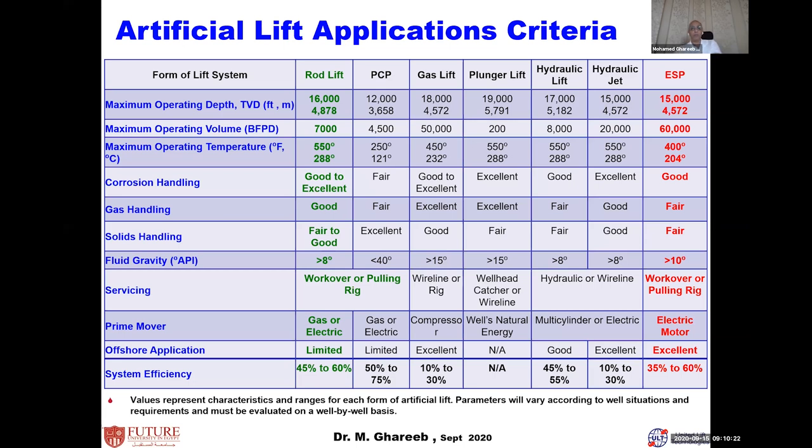ESP can be used for high temperature with some precautions, because of the motor, as we'll see later on. The motor generates temperature, and temperature affects the motor's performance, running life and the cable. So the system must be selected very well while running in high temperatures. Corrosive environment: it's good, not excellent. It's good because for the pump, the material of the pump needs to be changed, and the pump is expensive.